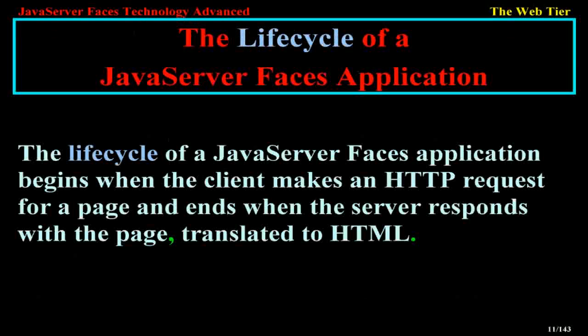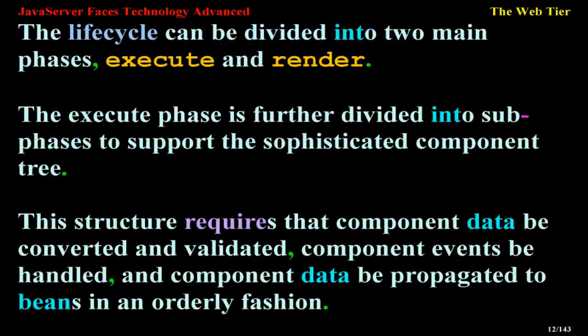The lifecycle of a JavaServer Faces application. The lifecycle of a JavaServer Faces application begins when the client makes an HTTP request for a page and ends when the server responds with the page, translated to HTML. The lifecycle can be divided into two main phases, execute and render. The execute phase is further divided into subphases to support the sophisticated component tree. The structure requires that component data be converted and validated, component events be handled, and component data be propagated to beans in an orderly fashion.